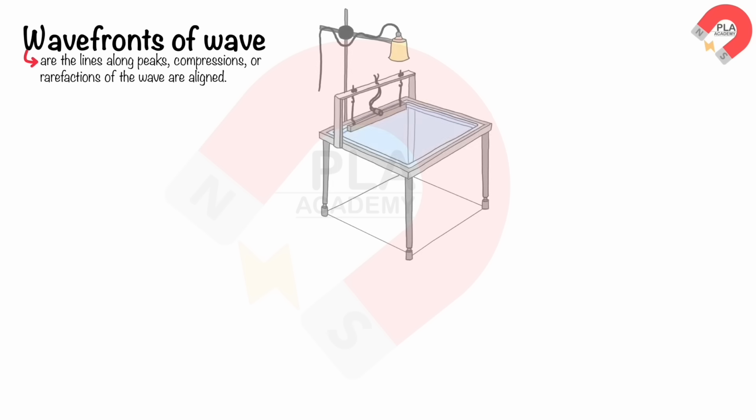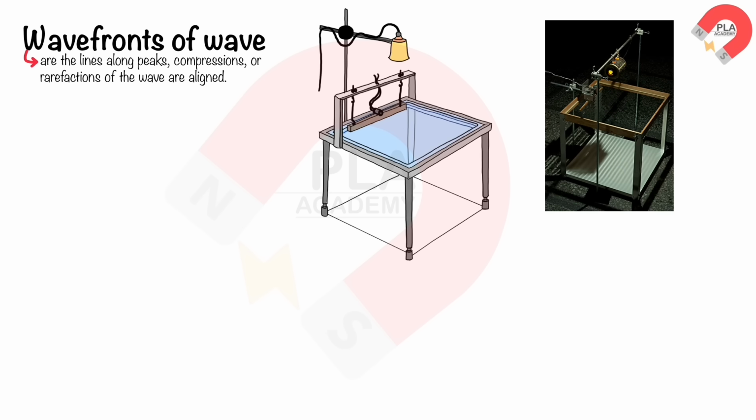Wavefronts of a wave are the lines along which peaks, compressions, or rarefactions of the wave are aligned. Demonstrating the wavefronts of the water wave in a ripple tank. A ripple tank is a shallow tray of water, with a light source shining down through it. The light illuminates the wavefronts, making them visible. A straight dipper can be used to create straight wavefronts in a ripple tank.